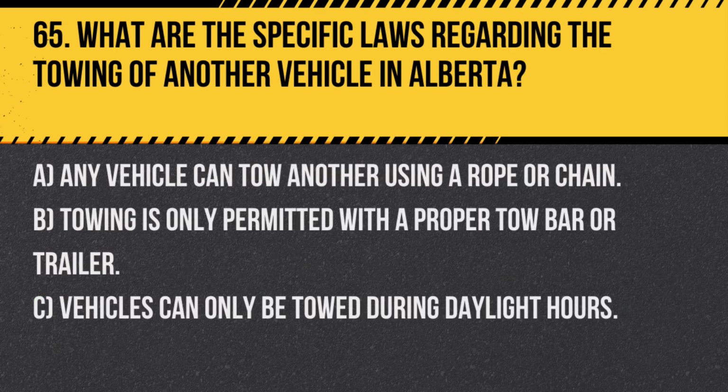Question 65. What are the specific laws regarding the towing of another vehicle in Alberta? A. Any vehicle can tow another using a rope or chain. B. Towing is only permitted with a proper tow bar or trailer. C. Vehicles can only be towed during daylight hours. Answer: B. Towing is only permitted with a proper tow bar or trailer. This ensures safety and control while towing another vehicle.